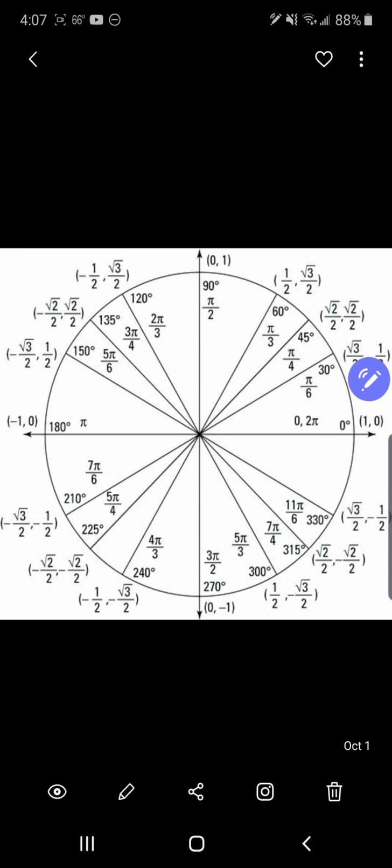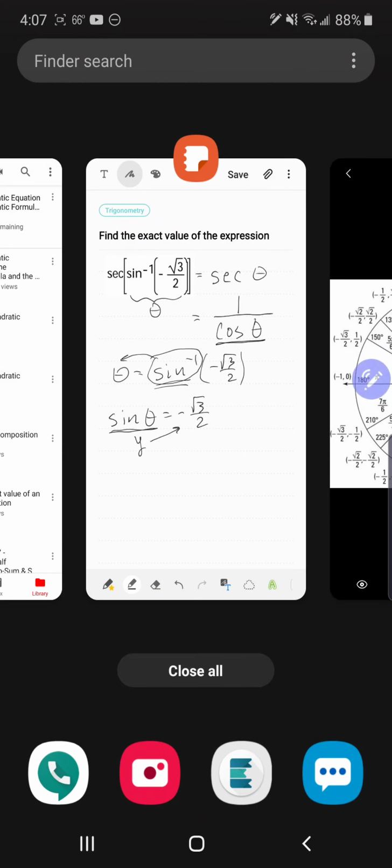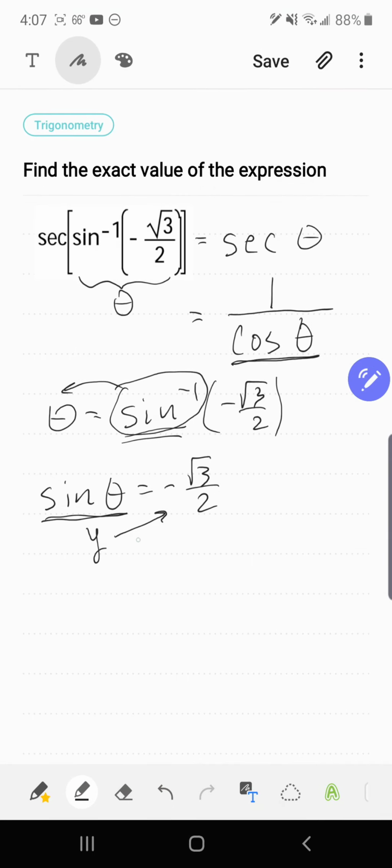So if we pull up our unit circle, we know that inverse sine is restricted to either the first or the fourth quadrant, and we can see that we have a y value of negative square root of 3 over 2 at 5 pi over 3. And so that's the y value. Remember, what we really need is cosine of theta, which is the x value. And so that's going to be a half. So at this point, we know that cosine theta for this particular setup is going to be a half.